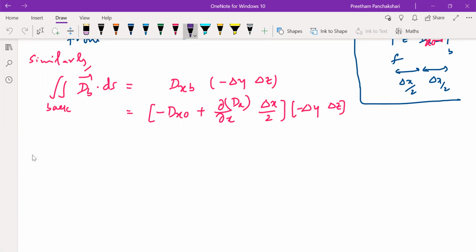Now, let us consider the algebraic sum of the flux passing through the front face as well as the back face. See, these two fluxes are passing in opposite directions. They get subtracted to produce the total flux passing through the closed surface.